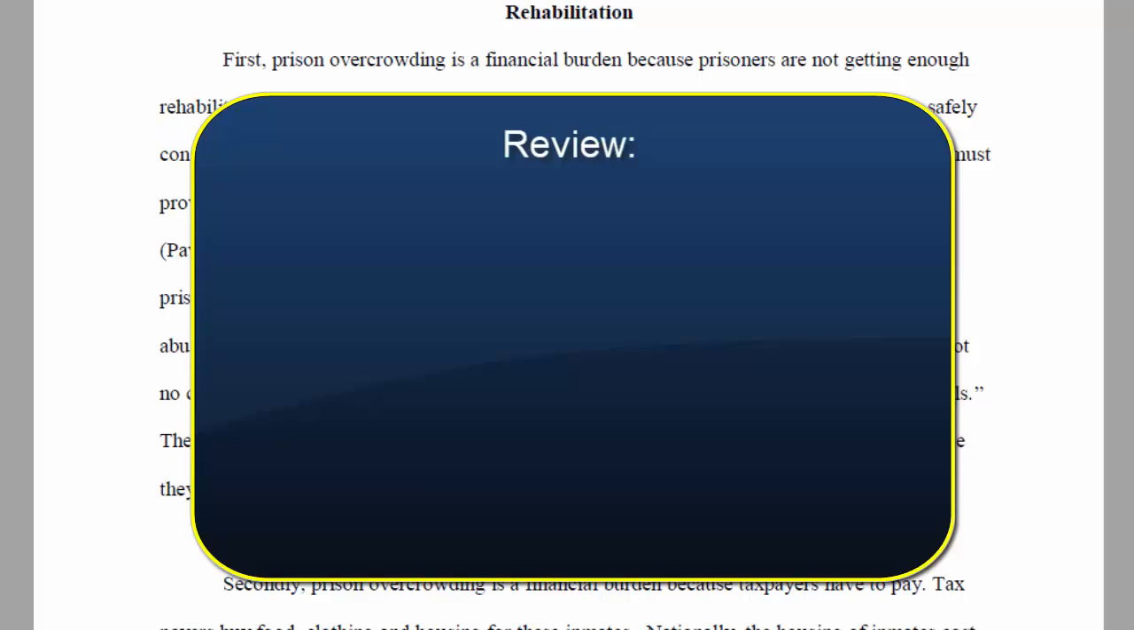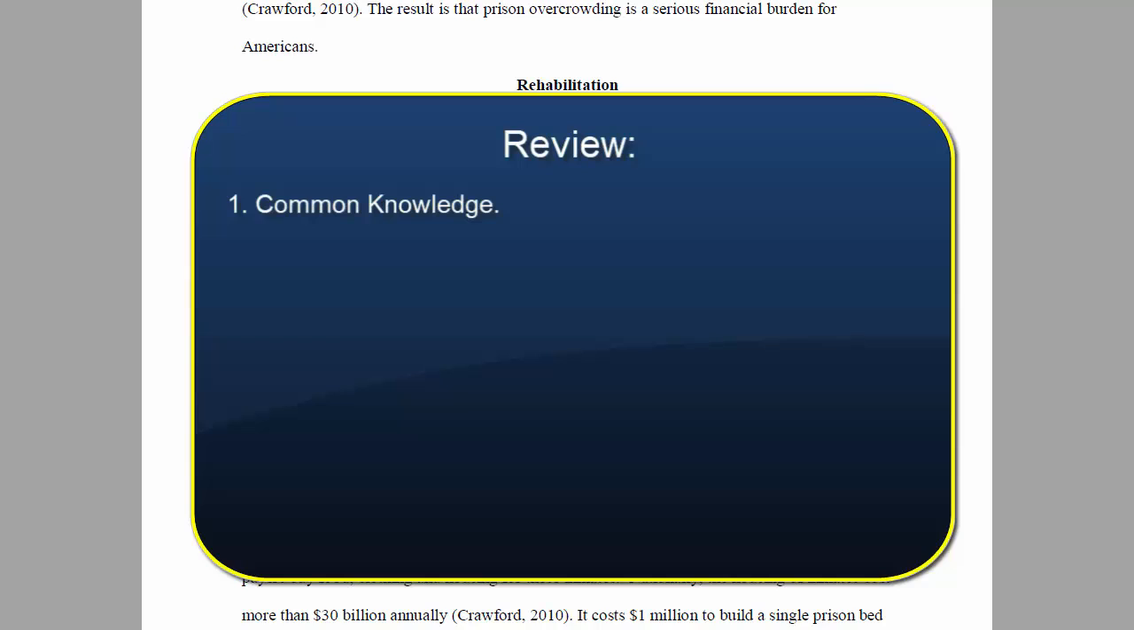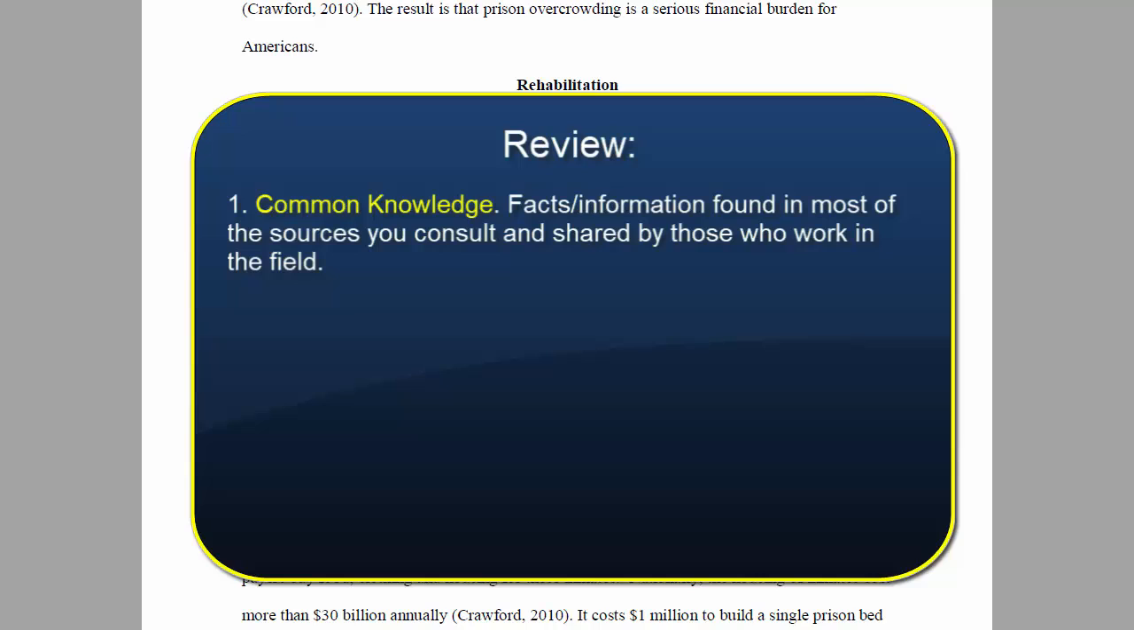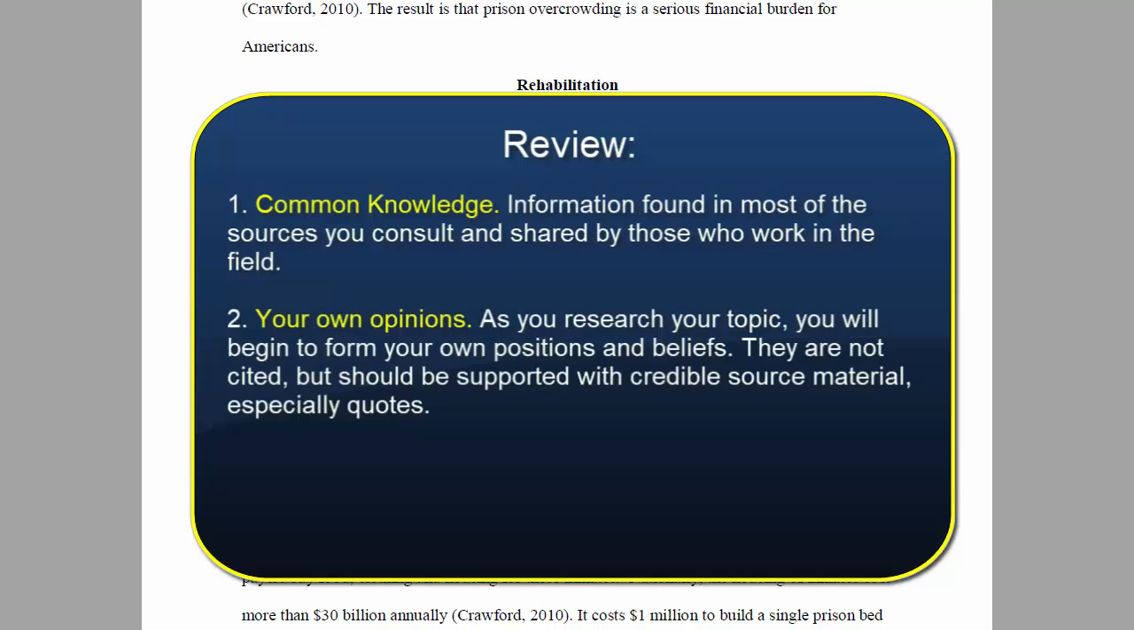Okay, let's quickly review what we've learned about the use of sources. 1. Common knowledge. These are facts and concepts already known by those who regularly write and research in a given area. You will be acquiring common knowledge as you research. As long as you are sure you have seen this information in the majority of sources you consulted, you do not need to cite it.